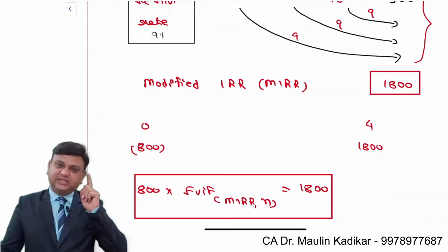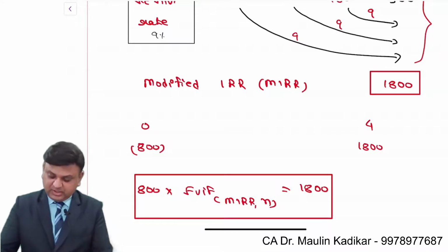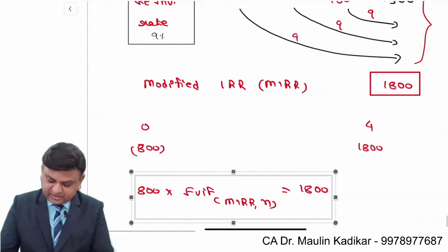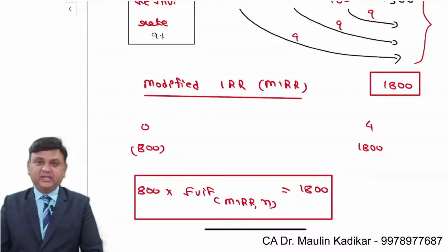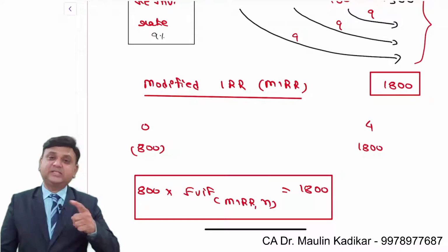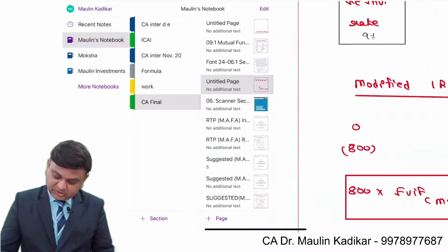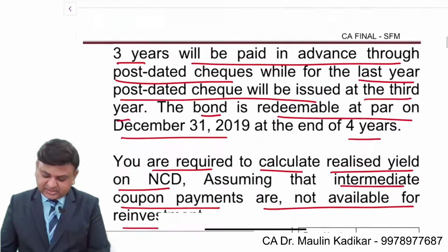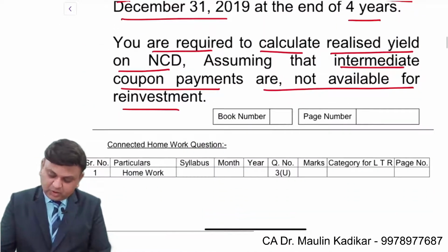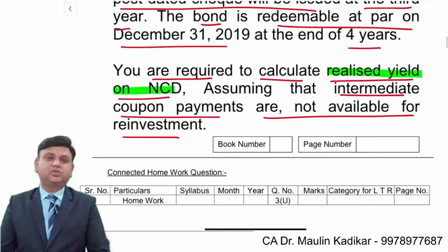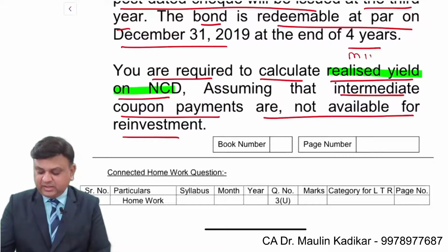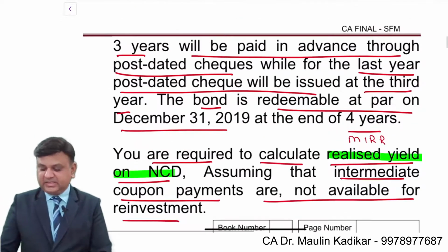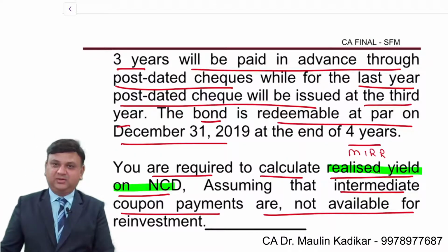Now whatever concept we have of the modified internal rate of return is given a different name over here, and that name is the realized yield to maturity. See, the question says you are required to compute the realized yield on NCD. So the realized yield is nothing else but the modified internal rate of return. That is the way the answer is supposed to be calculated.